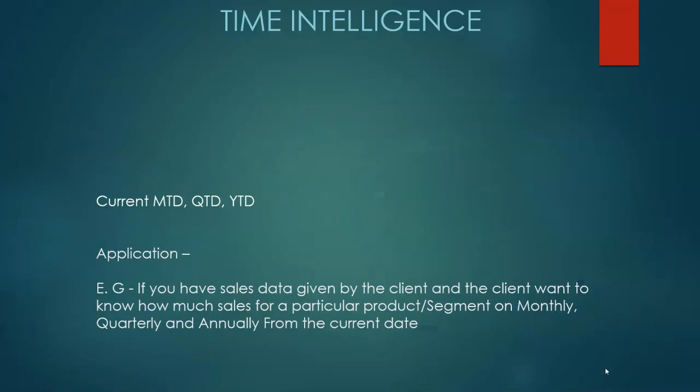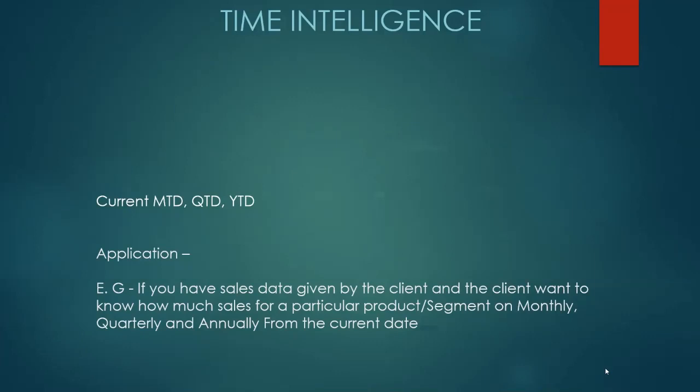Today's topic is about one of the important functions in Power BI called time intelligence functions. These are mostly used functions in Power BI. So if your client is asking for data related to sales or marketing where you want to know current MTD, QTD and YTD, what do they stand for? MTD means month to date, QTD means quarter to date, and YTD means year to date.